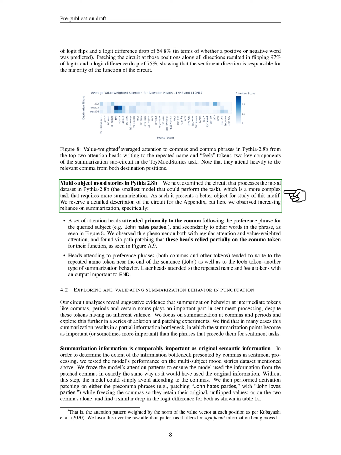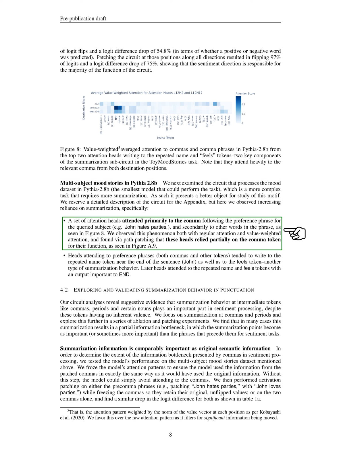Next, we looked at the circuit that processes the mood dataset in Pythia-2.8b, which is a more complex task that requires more summarization. We found that a set of attention heads primarily attended to the comma following the preference phrase for the queried subject, and secondarily to other words in the phrase. These heads relied partially on the comma token for their function.